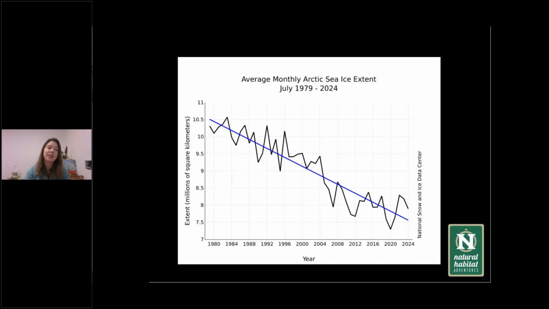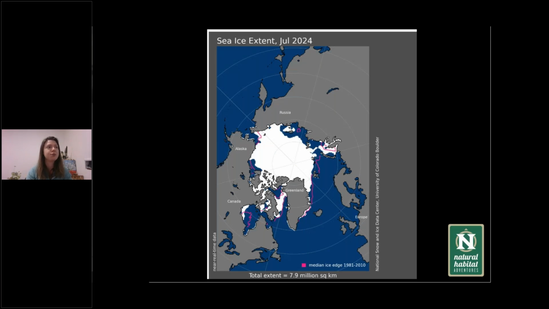I want to point out in the last 20 years, so if you go to 2004, you can see that all of those have been below the previous years. So yes, we see fluctuations year to year, but all in the past 20 years have been the lowest on our record. So we're seeing about a 10% to 12% decline a decade, which is huge. And it is really measurable, it's really easy to see. And so it's something that we really need to be acting on.